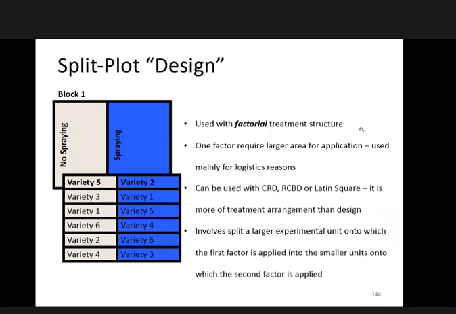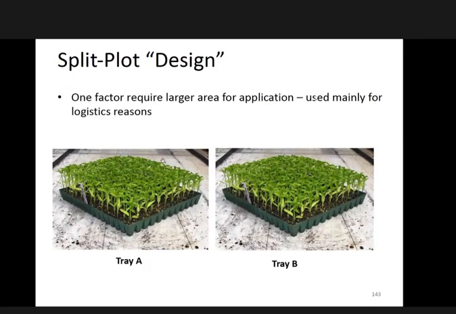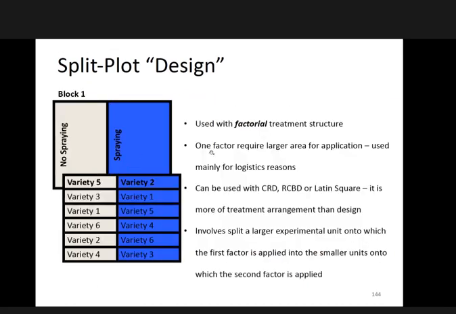Split plot is used with factorial treatment structure. One factor requires a larger area for application, so it is mainly used for logistic reasons, like we demonstrated here, that the spraying with fertilizer would need a bigger area. So one factor requires a larger area of application. It can be used with either CRD, RCBD, or Latin square, and it is more of a treatment arrangement than the design itself.